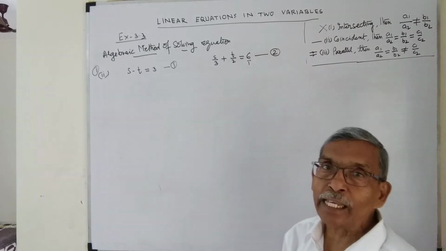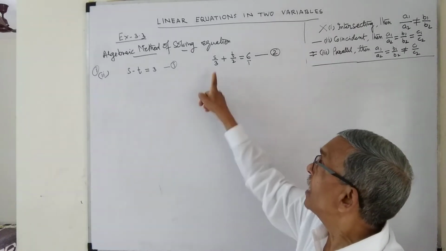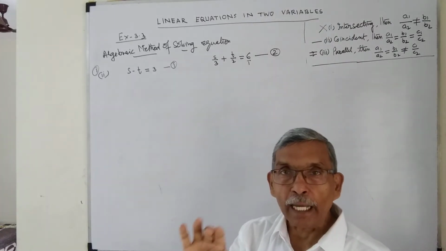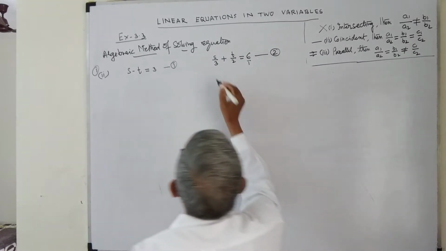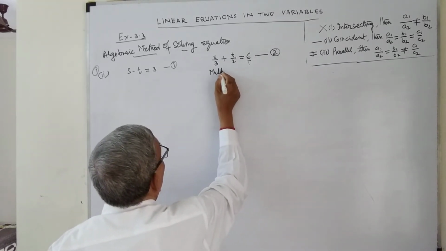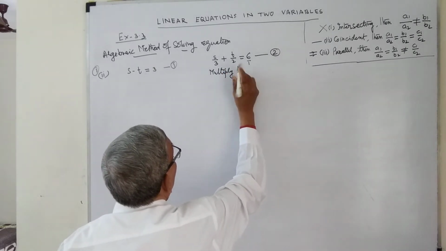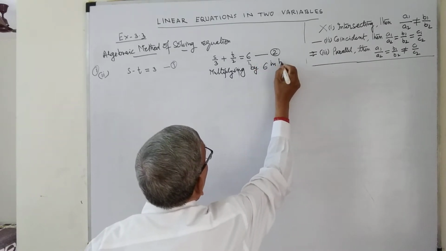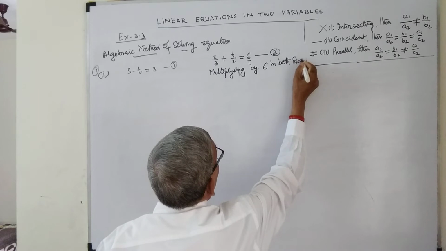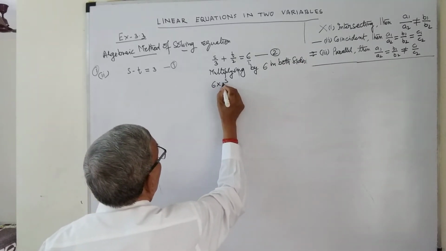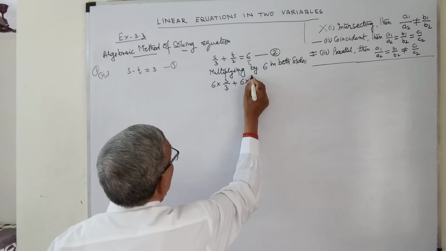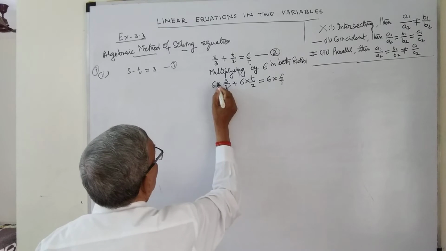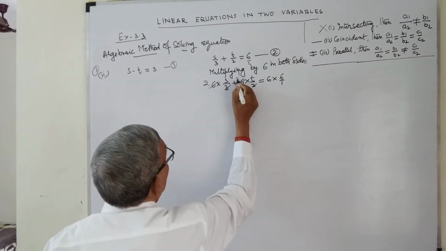What will you do? You will take the LCM of all the denominators. The LCM of 3, 2 and 1 is 6. Now you will multiply by 6 on both sides. So 6 into s by 3 plus 6 into p by 2 is equal to 6 into 6 by 1. So this will cancel, this will cancel.